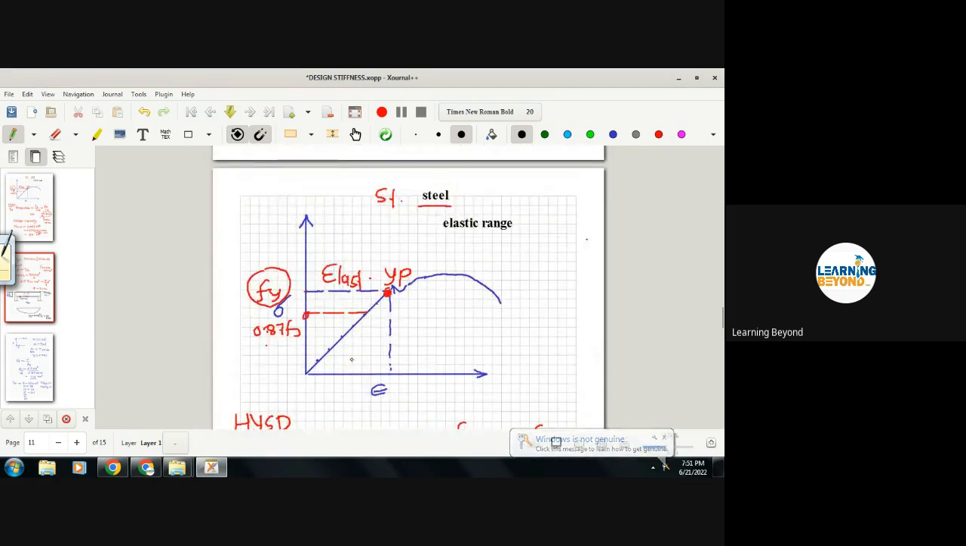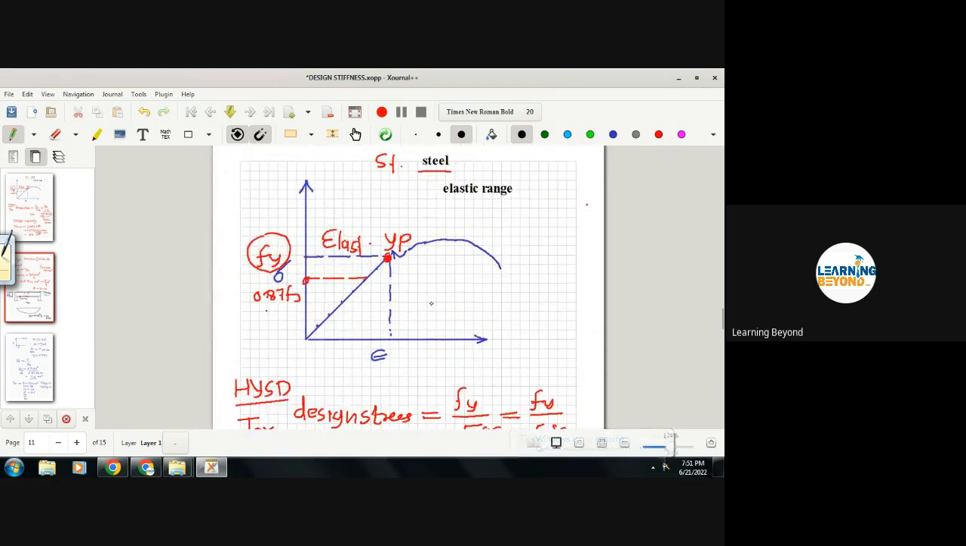Now we have taken this graph for the steel, and if I divide the stress by strain, what do we call this term? Modulus of elasticity. Actually, it was developed by Hooke. This is Hooke's law. Actually, the stress and strain relationship is linear. So this is Hooke's law.